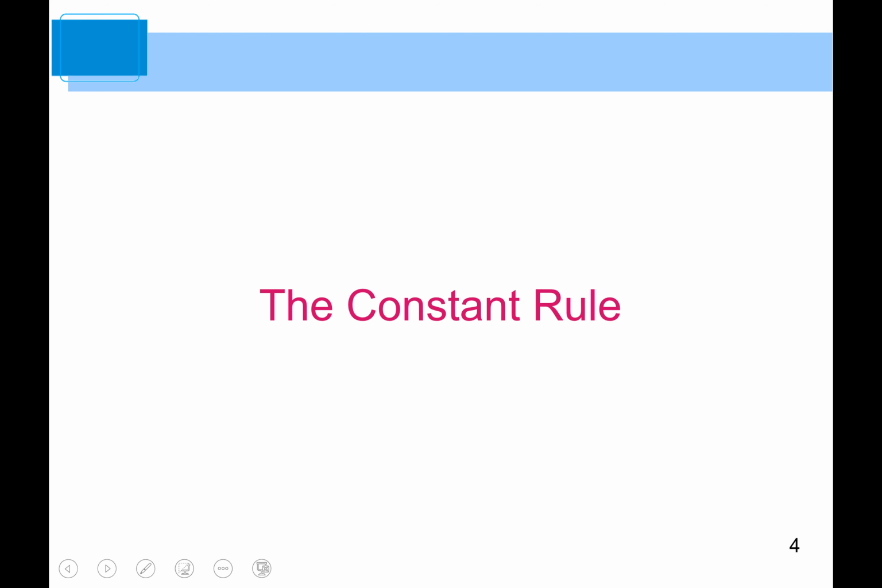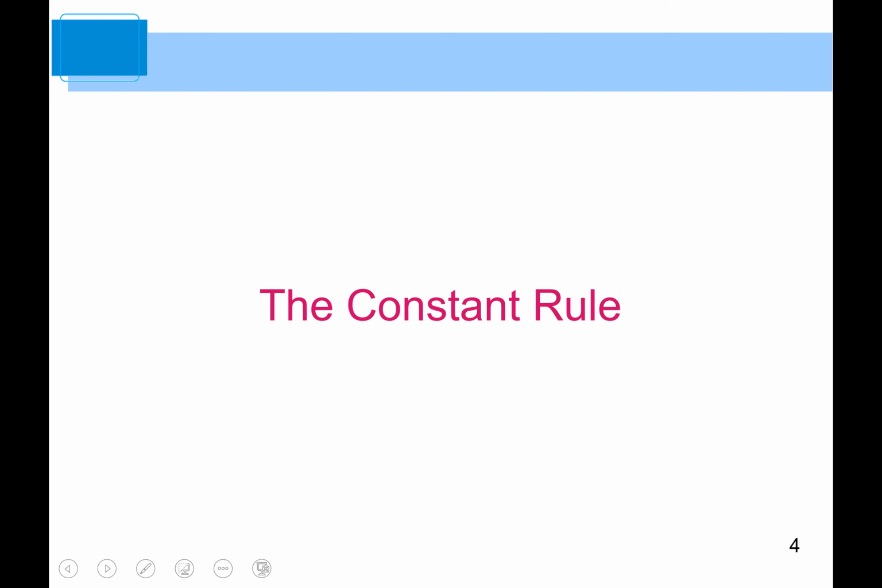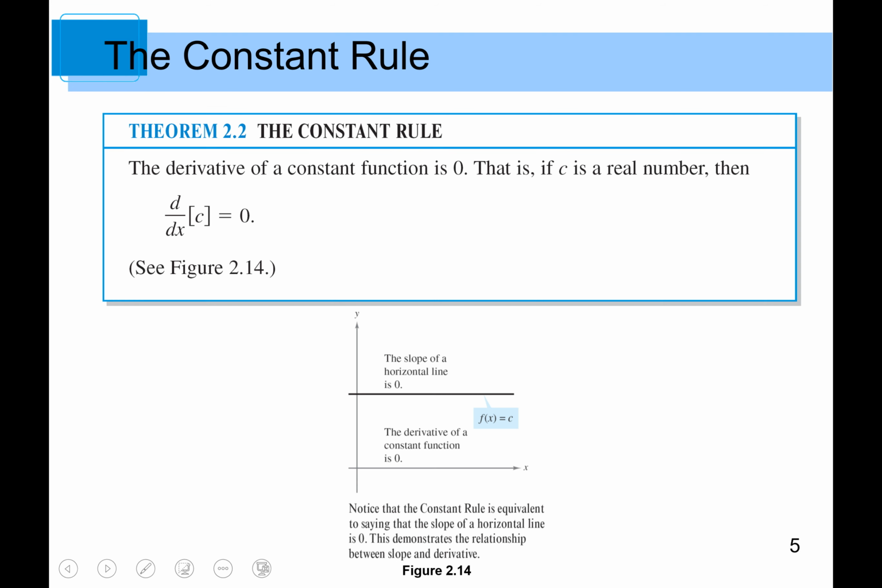First of all, let's take a look at the constant rule. A constant is basically just C. Any constant, any real number C, has a derivative of 0. So that's basically the constant rule. The derivative of a constant function is 0. That is, if C is a real number, then the derivative of C is equal to 0.